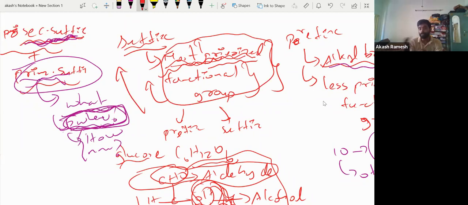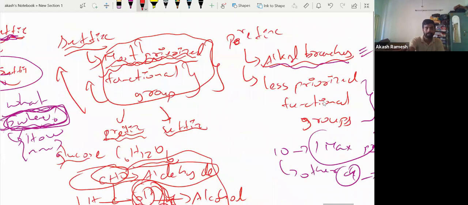But if I have more than one functional group, the most prioritized functional group will give me a suffix, right? And whatever is remaining, whatever is remaining functional groups which are less prioritized, those are going to come under the prefix part, right?